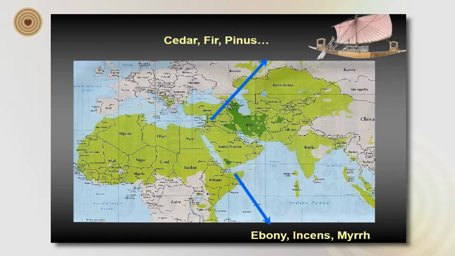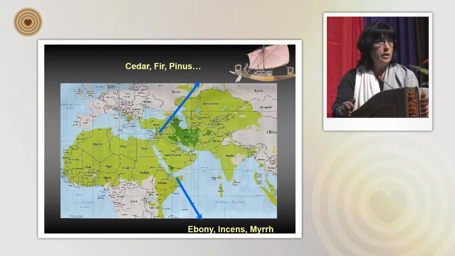Nevertheless, you don't have very big trees like cedar or firs, necessary to make boats or construction, and in the south there is the ebony. So very early in history, Egyptians went out towards the east to find these conifers, and into the south for some luxury items like ebony, incense, myrrh, and so on.